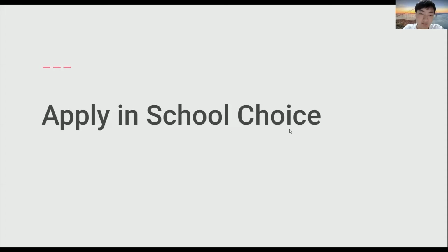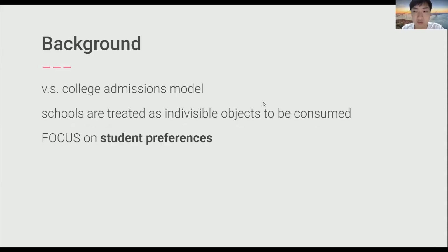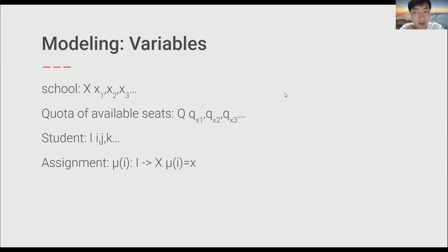And I'm Junjie. Let me introduce the application in school choice problems. Firstly, when you hear about school choice problems, you may think about college admissions. Yes, but we focus on student preferences this time. In other words, schools are treated as indivisible objects to be consumed by every student, and only student preferences constitute the welfare criteria. Okay, now we can get started by building the model.